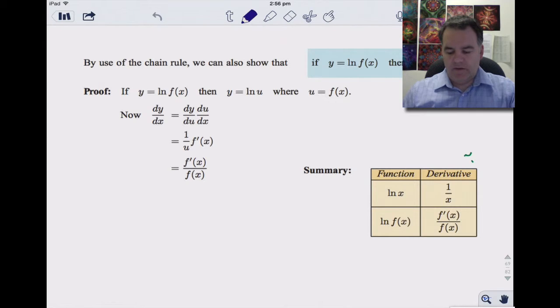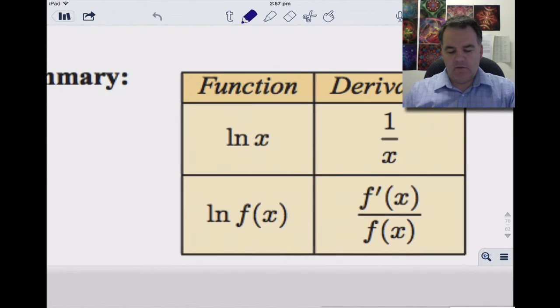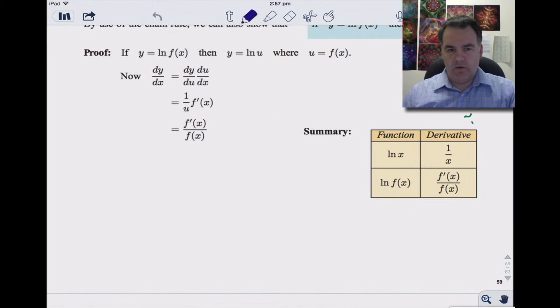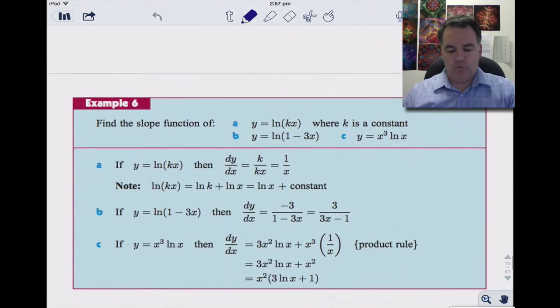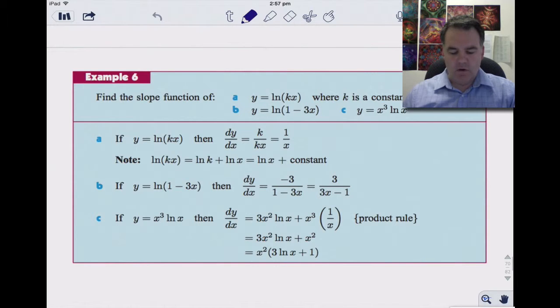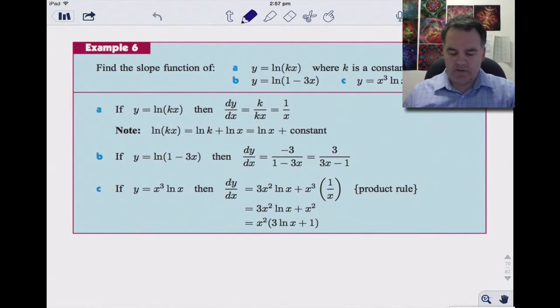Let's have a look now. So there's that really important rule down there. So for those functions, that's what the derivatives actually are. Let's have a look at a few more. I'm looking at C here on page 60. We've got y equals x cubed ln x.